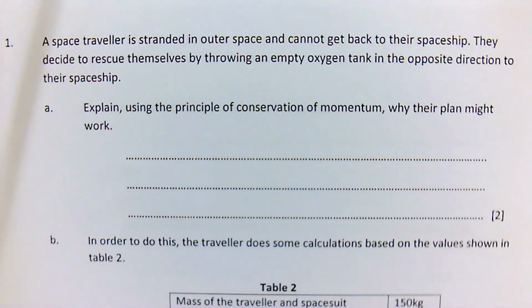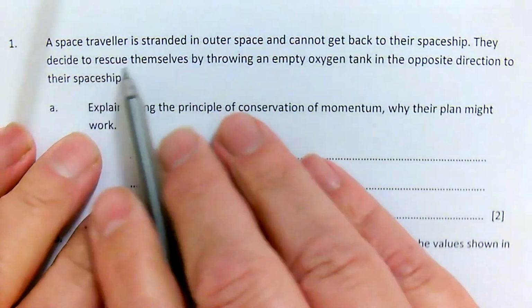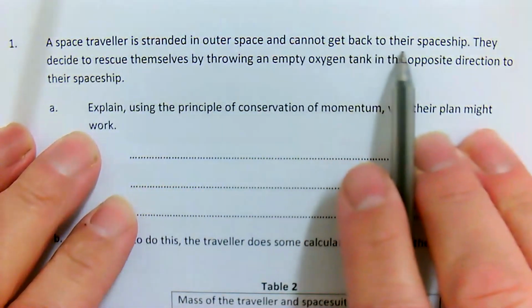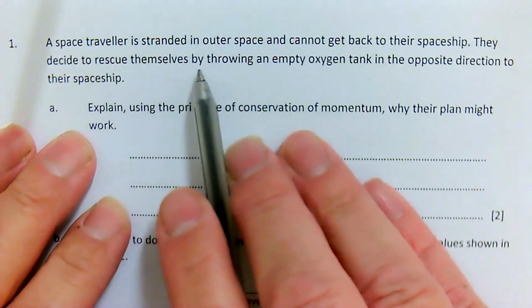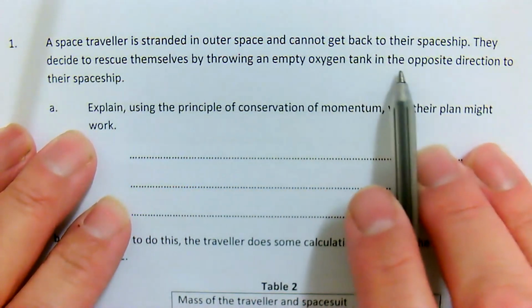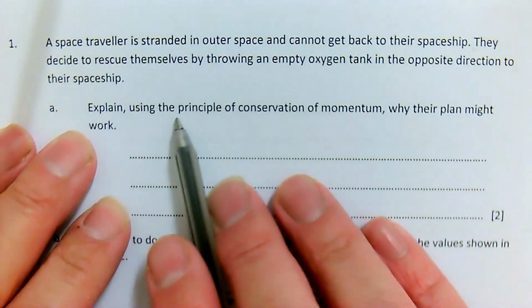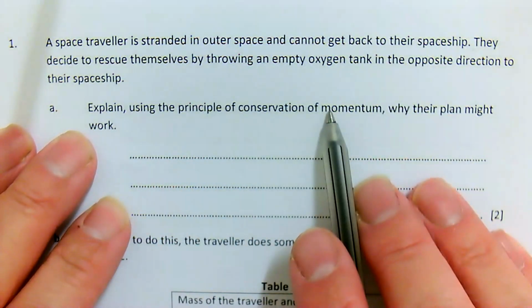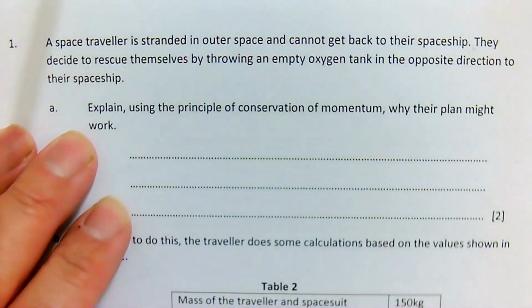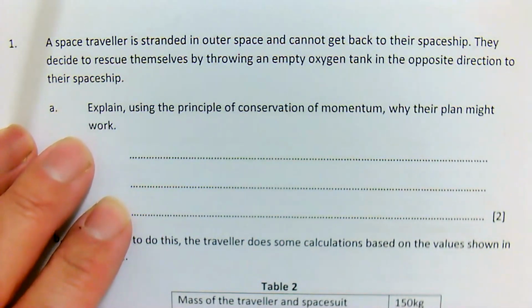So we started with question 1 here, which is a past UFB question on momentum. It usually starts off easy and then ends up quite difficult. This is all about a space traveler stranded out in space. They can't get back to their spaceship. They decide to rescue themselves by throwing an empty oxygen tank in the opposite direction to their spaceship. Explain using conservation of momentum, not using Newton's laws, but using conservation of momentum, why the plan might work.